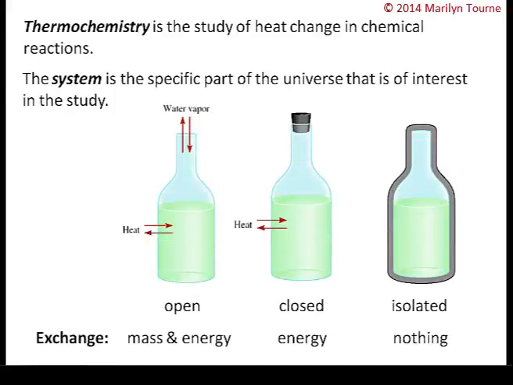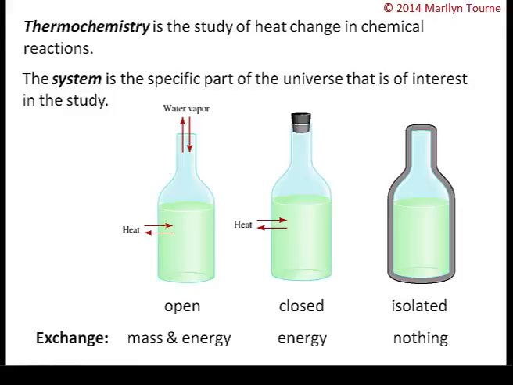Now we're able to define thermochemistry. Thermochemistry is the branch of chemistry that studies the heat changes in chemical reactions. To analyze energy changes or heat changes within chemical reactions, we must first define what a system is. The system is the specific part of the universe that is of interest in the study, so the beaker where the reaction is happening, or the vessel where there's stuff going on. Basically the part of the universe that is of interest to you for that particular problem. The surroundings is everything else, the rest of the universe outside of the system.